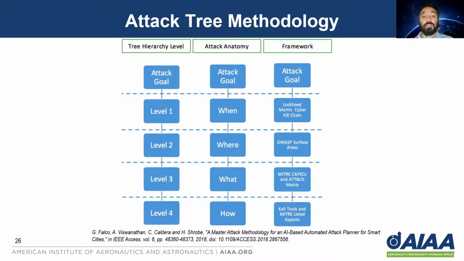We call it a master attack methodology, where we help users of attack trees think about, okay, when in the process of an attack does something occur? Where on the surface area of that device is the attack happening? What exactly is happening? And how are you achieving that action? These are the different layers, the levels of the attack tree I had just shown you, those different levels of that tree structure. You want to ask yourself those questions for each of these layers.